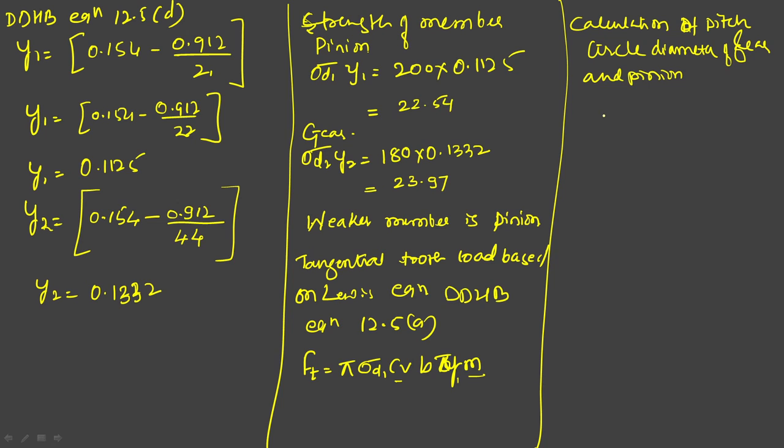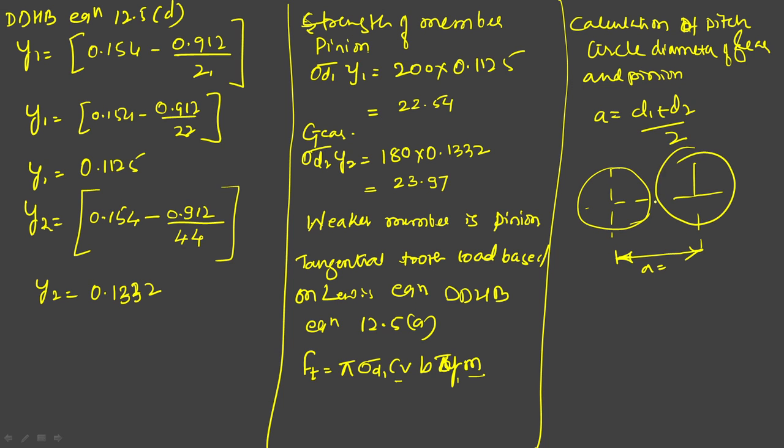Okay. Now central distance A is given. This is equal to what? D1 plus D2 divided by 2. Now you just look out here. This distance is given here. This is equal to what? A. Now you have a pinion here. You have a gear here.